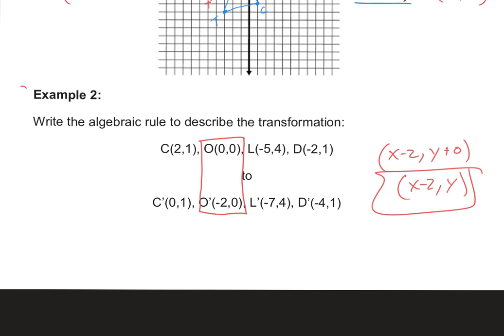That's really all there is to it. This is probably the easiest one of the 4 transformations, but none of them are really all that hard. So don't be stressed about it.